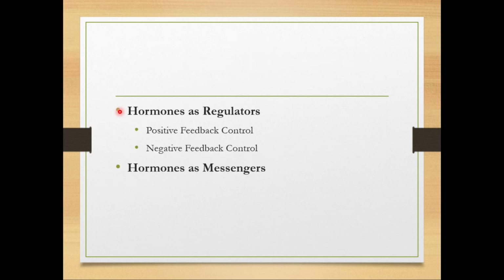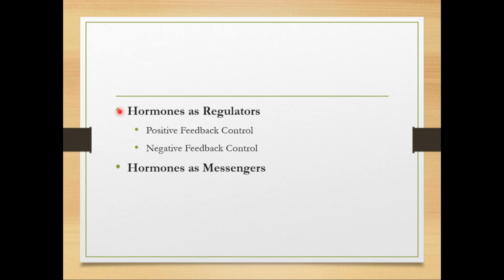There is another very important function of hormones. Hormones also act as regulators. They help maintain the internal environment of the body. When the secretion of hormones is under the control of other hormones, it is known as feedback control. It can be of two types: positive feedback control and negative feedback control.